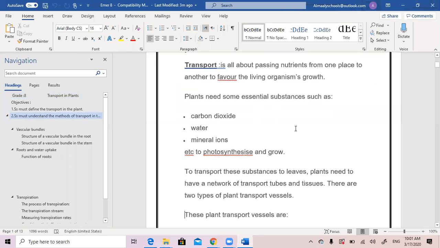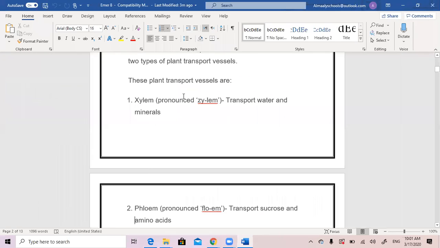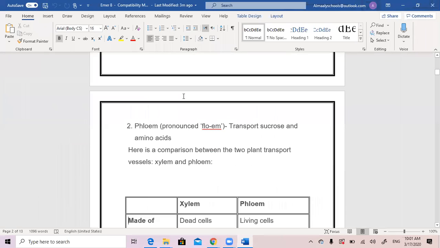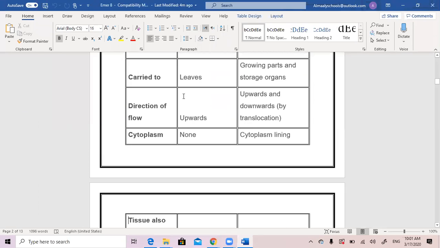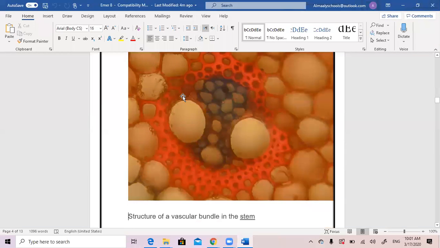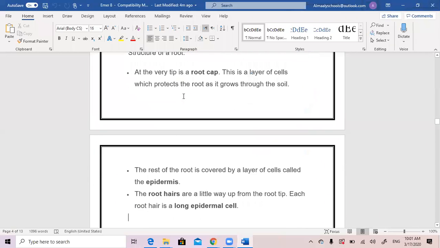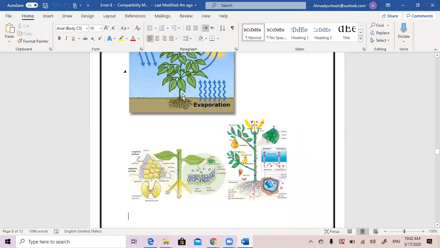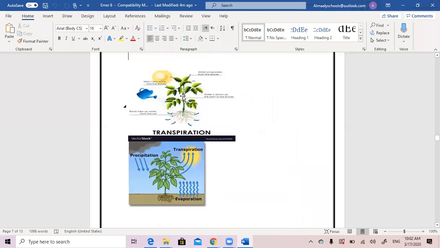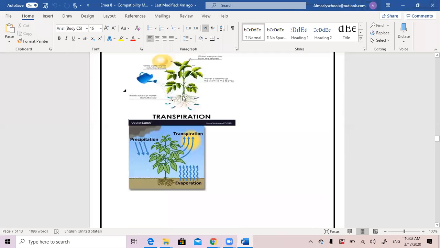We have three important conditions for plants. Okay, we talked about the definition of xylem and the comparison between them. Root and water uptake, we took it. Then the function of roots, we took it. But I will tell you now, today we will concentrate on what's called transpiration.